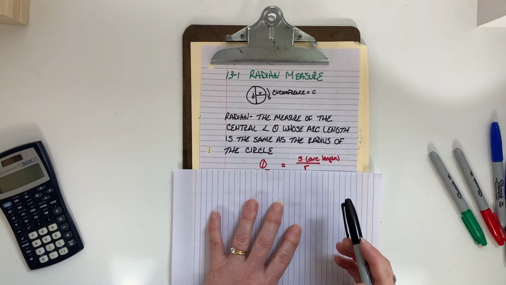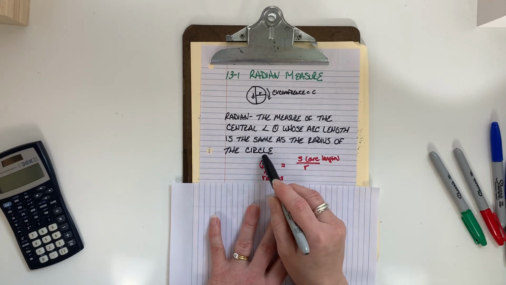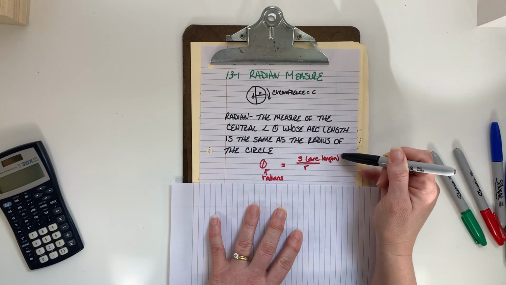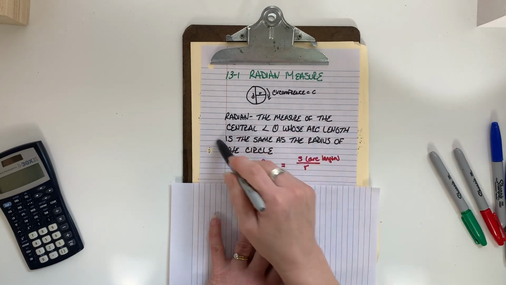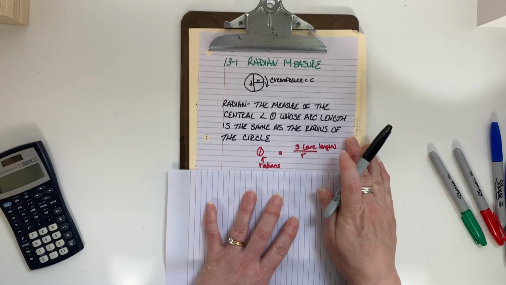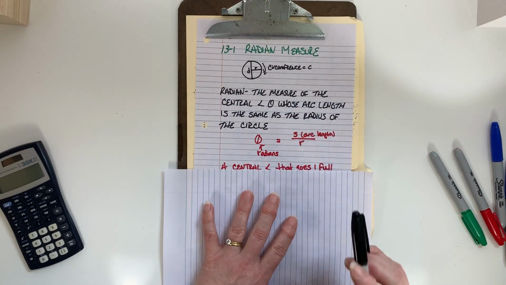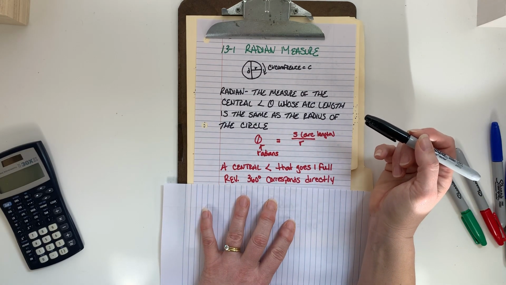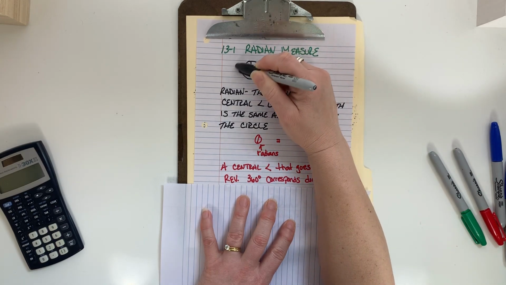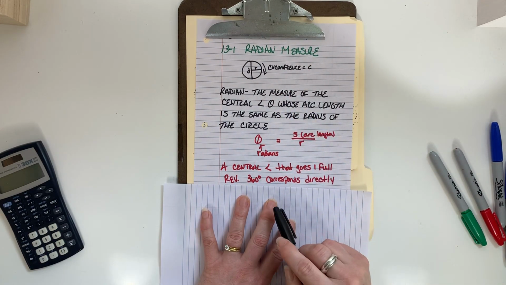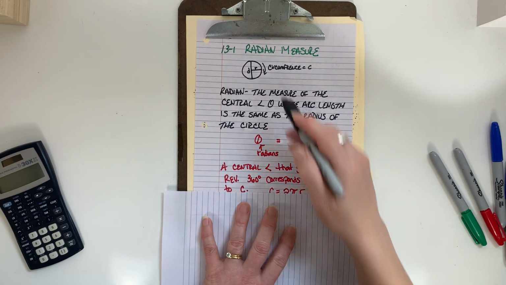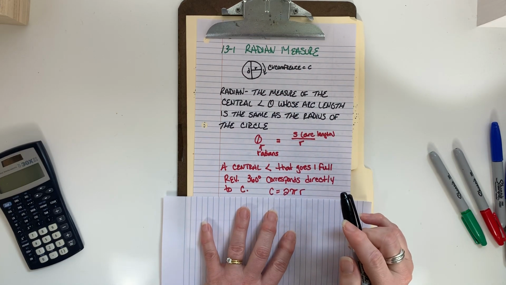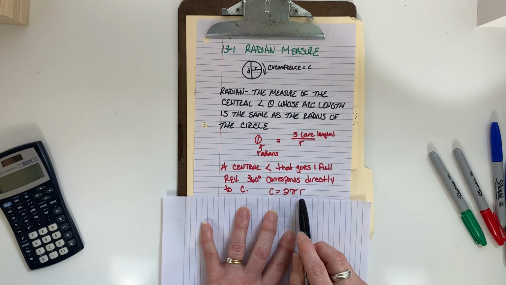Okay, what does that mean in terms of symbols? Well, if we've got theta, and theta is in radians, theta is equal to the arc length divided by the radius. That's basically what this said here. Okay, so what does that mean for us? Let's say we have a central angle that goes one full revolution, 360 degrees around the circle. A central angle that goes around corresponds directly to the circumference. Okay, and if you remember, circumference is equal to 2 pi r.